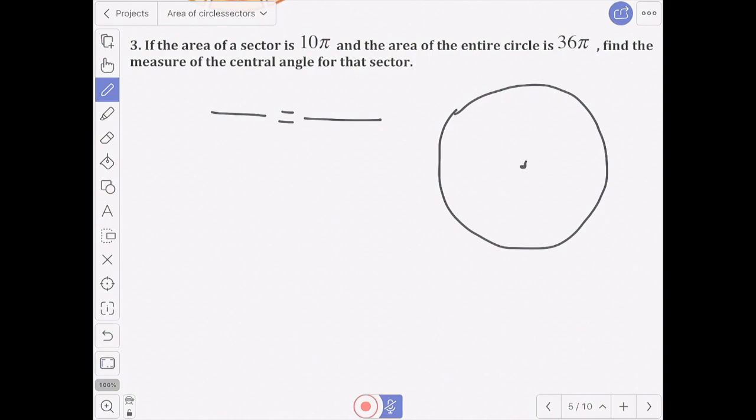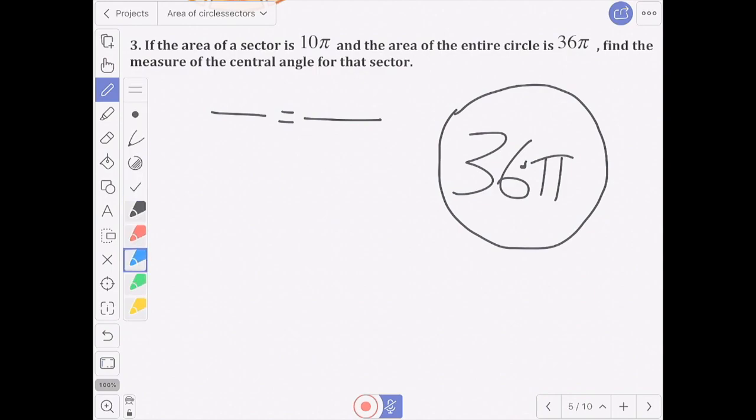So it says that the entire circle is worth 36 pi for the area. And we have about 10 pi in our sector. So I'll change the color. So 12 pi would be half of the circle. Or I'm sorry, half of the circle would be about 18 pi. And this says it's 10 pi, so it's definitely less. So that's a picture of kind of what's happening here. They're giving us the area of the sector and the circle.